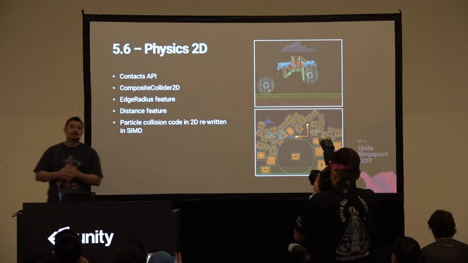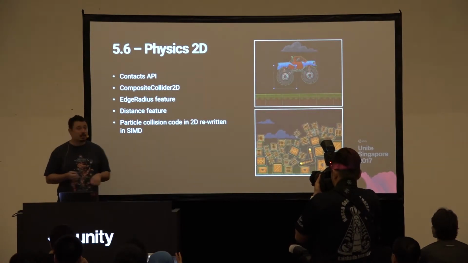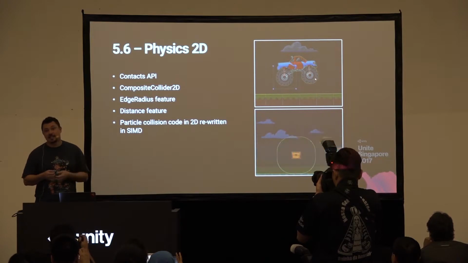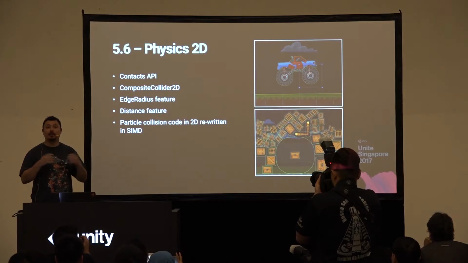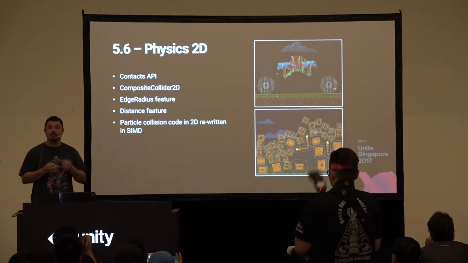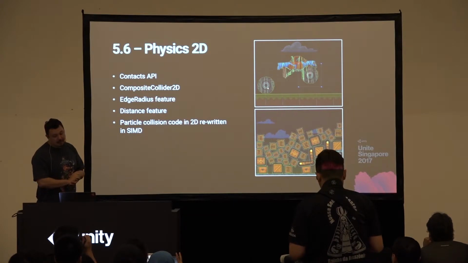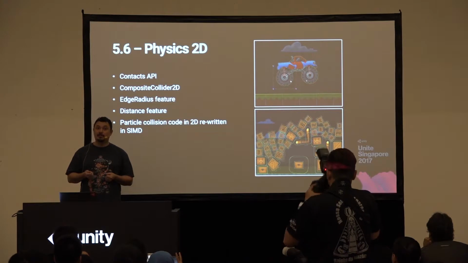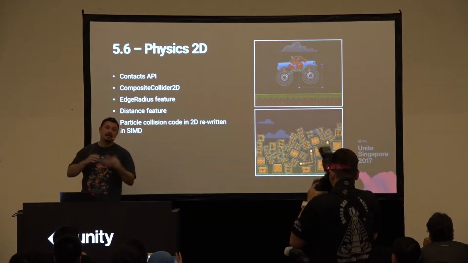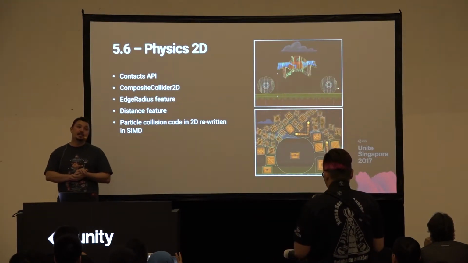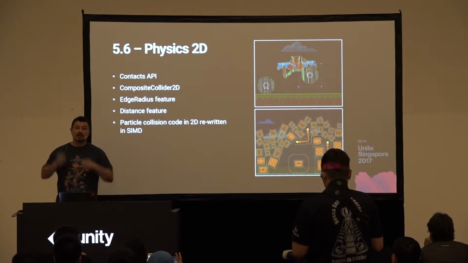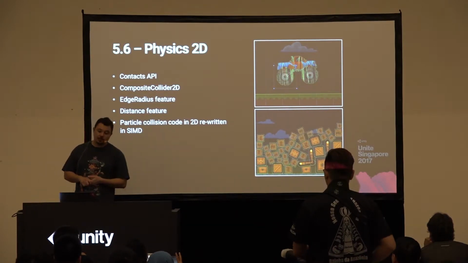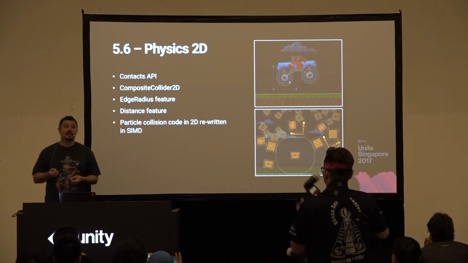Lots of improvements in physics as well, and more to come. So we added the contacts API, so you can find out more about how your colliders are interacting, where those points are. Composite collider 2D. This is really powerful as well. By combining colliders together, you don't have to keep on rebuilding those polygon shapes for your levels. And it gives you a more optimized collision shape.